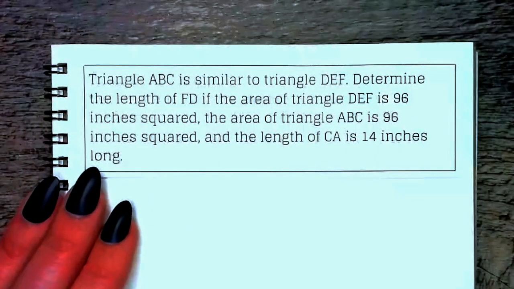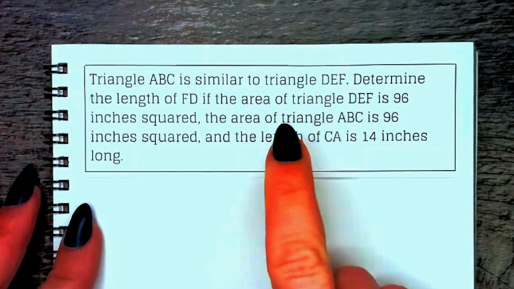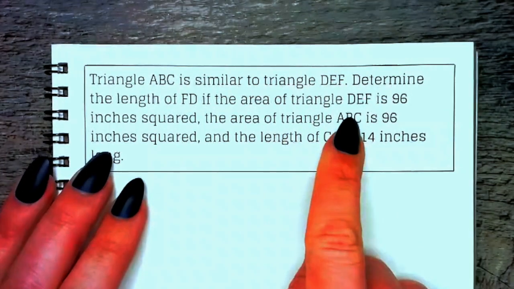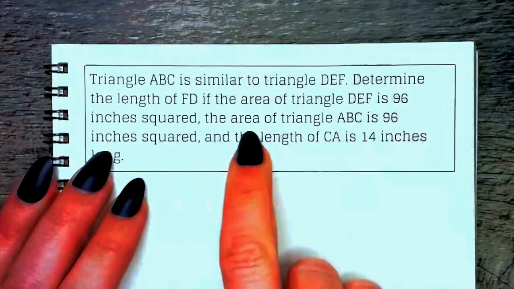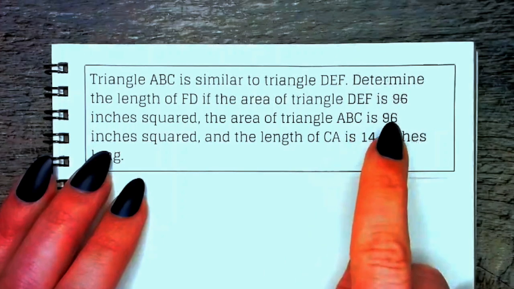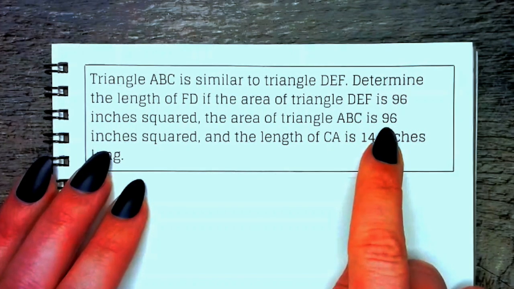Triangle ABC is similar to triangle DEF. Determine the length of FD if the area of triangle DEF is 96 inches squared and the area of triangle ABC is 96 inches squared.